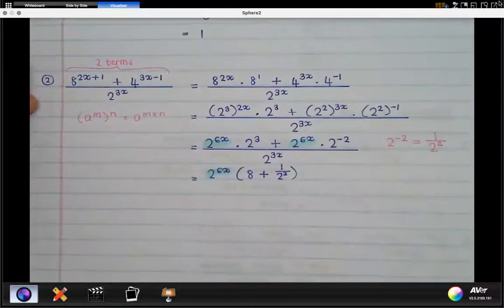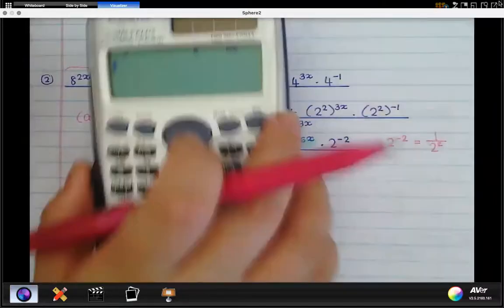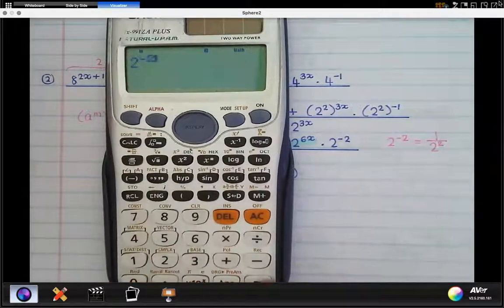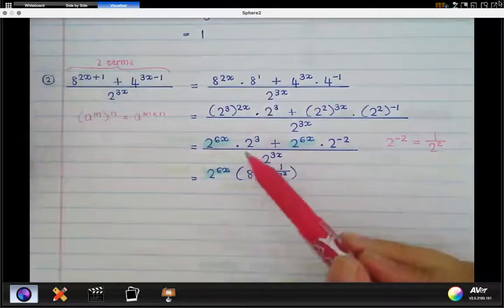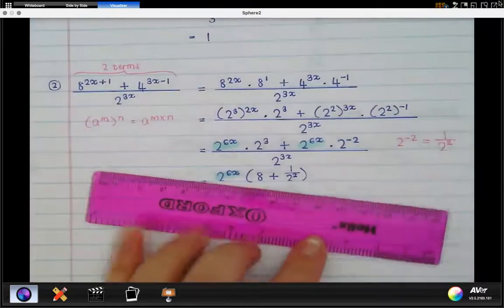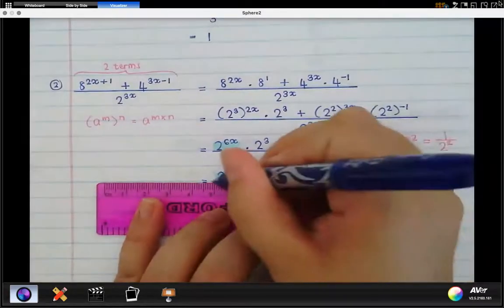If you can't do that, you can also use the calculator, guys. A little hint, you can say 2 to the power of -2. What is that? Oh, it's 1 over 4. All right, 1 over 2 squared, 1 over 4, that's just the same thing. Okay, this is now all over 2 to the power of 3x.